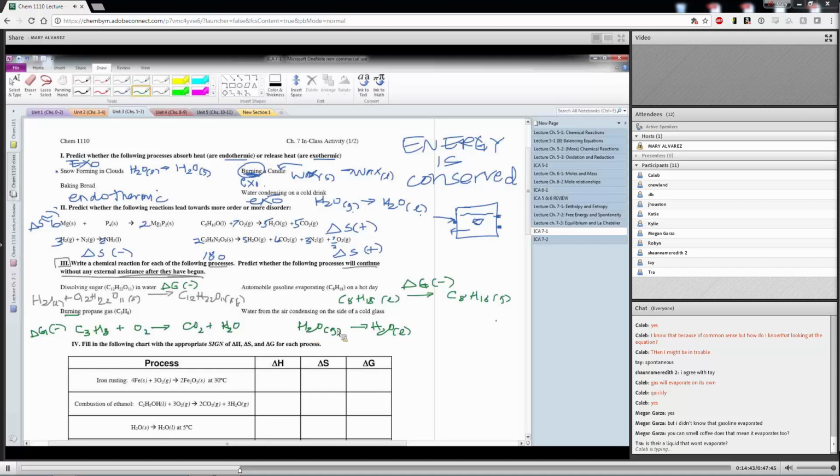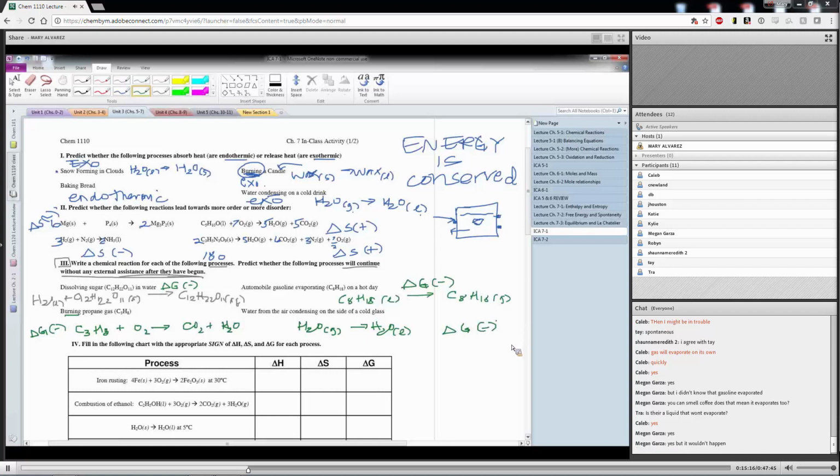Okay, guys. Will water condense on the side of a cold glass like here, all by itself? Do you have to help it? All by itself. I should have put something non-spontaneous here. Let's see, what would be an example of a non-spontaneous process? Your cell phone gains a charge overnight without being plugged in. Would that be spontaneous? It won't happen.